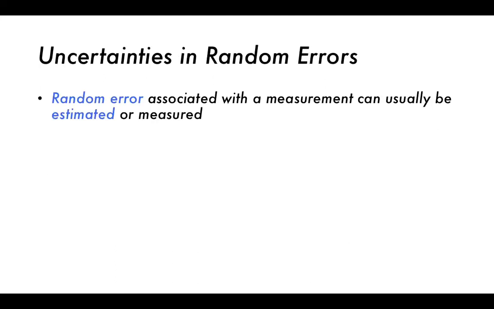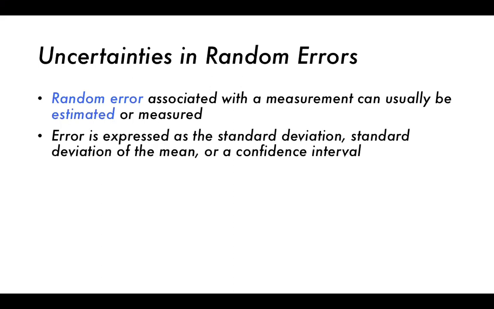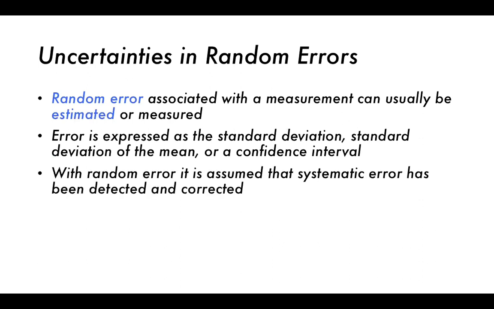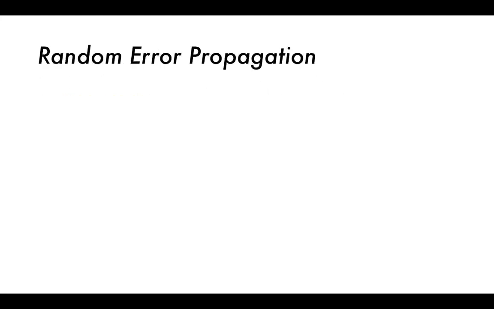Uncertainties in random error. Random error associated with a measurement can usually be estimated or measured. So error is expressed as the standard deviation of the mean, or as a confidence interval. We'll learn about those more in a future section where we'll talk about standard deviation, how that's calculated, and how we can use it. With random error, it is assumed that systematic error has been detected and corrected.